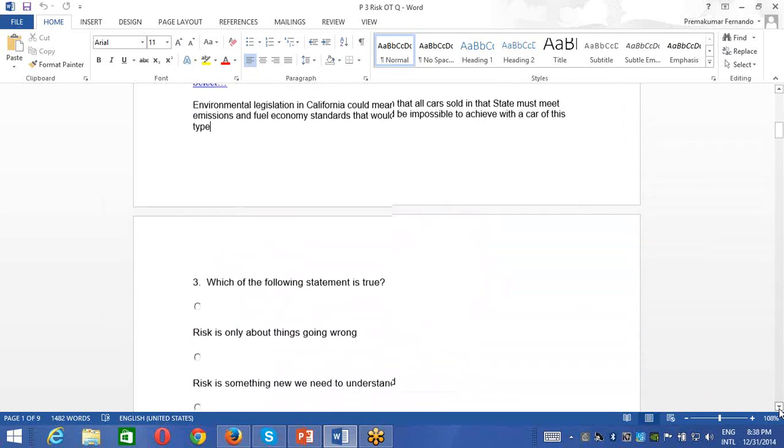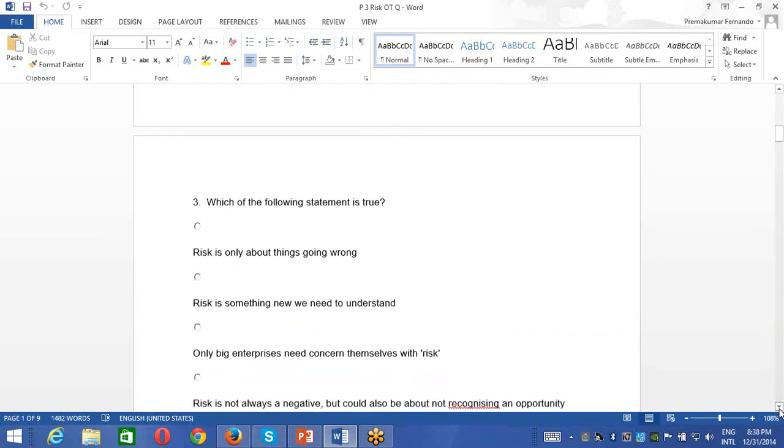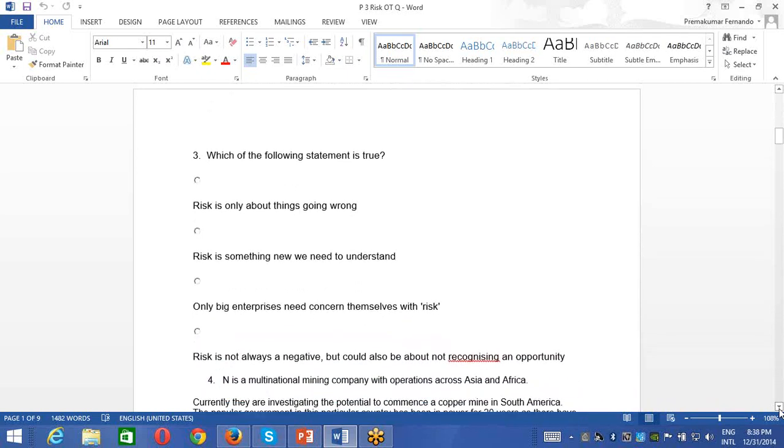So let's look at the next one. Which of the following statements is true? I think this is something which we learned at the very beginning on risk management. That is your statement: risk is not always negative, but could also be about not recognizing an opportunity.